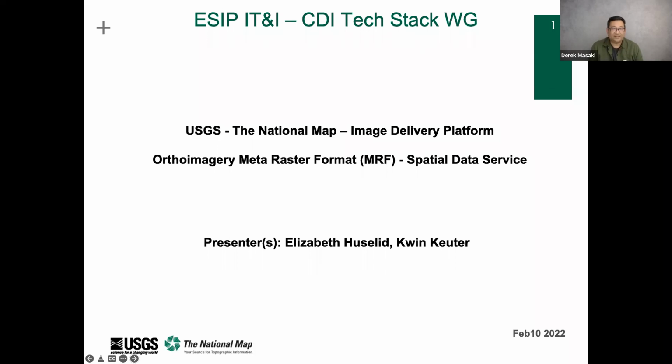Welcome. Today we've got the USGS NG Talk delivery team. It's going to be providing us with an overview on a new image delivery platform that takes advantage of the Meta Raster format, MRF. And this is a spatial data service that we've got running over at the National Geospatial Technical Operations Center in support of the National Geospatial Program.